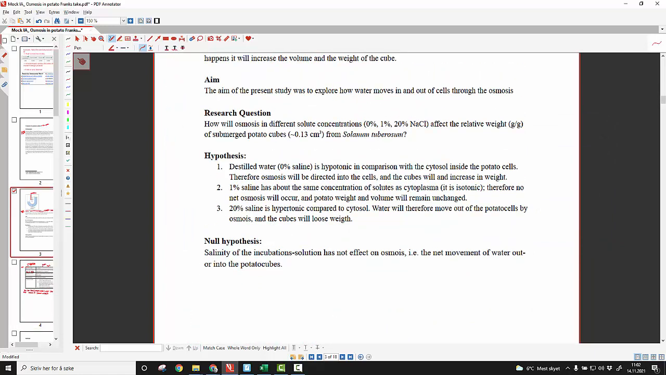Then let's go up here and look at what I finally arrived at. So you see I've switched up things a little bit. You can do that after, but you saw that I had a really good starting point. So my RQ now is: how will osmosis in different solute concentrations affect the relative weight of submerged potato cubes from Solanum tuberosum? And we see here, instead of just saying potato, I use the Latin name.